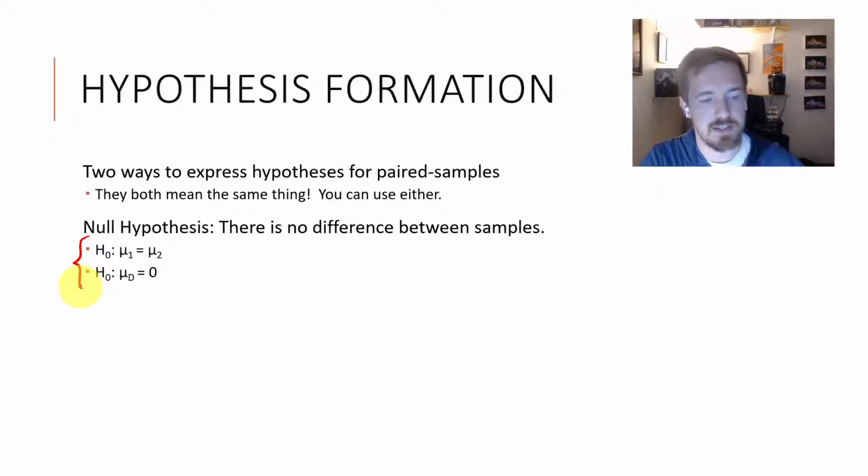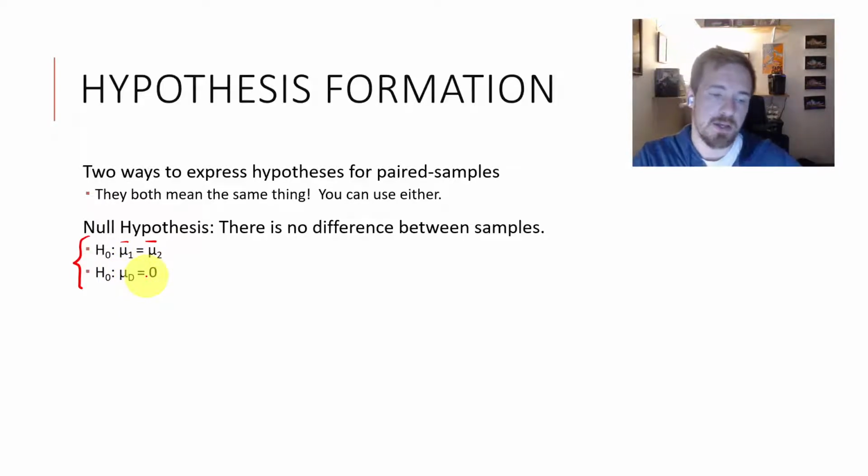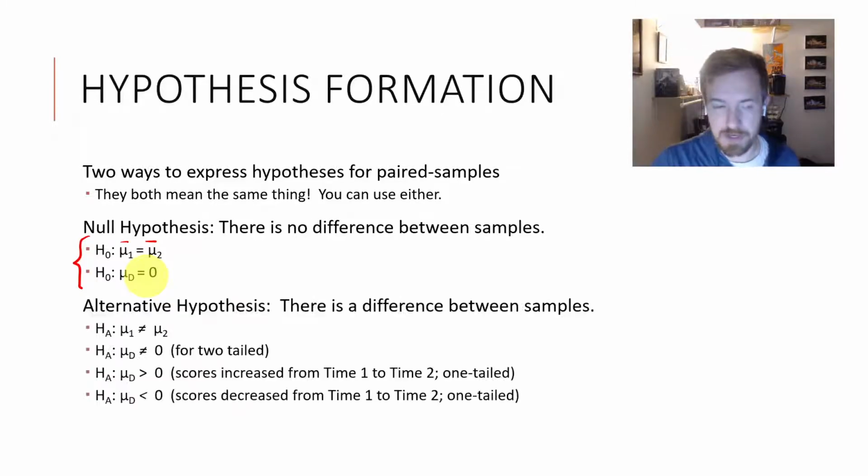So you can phrase it like the null hypothesis is that population 1 is equal to population 2. That's fair. But what that would mean is that the population difference between those two is equal to 0. So in other words, a null hypothesis would say that the difference between sample 1 and sample 2 is 0. That's one way to talk about it.